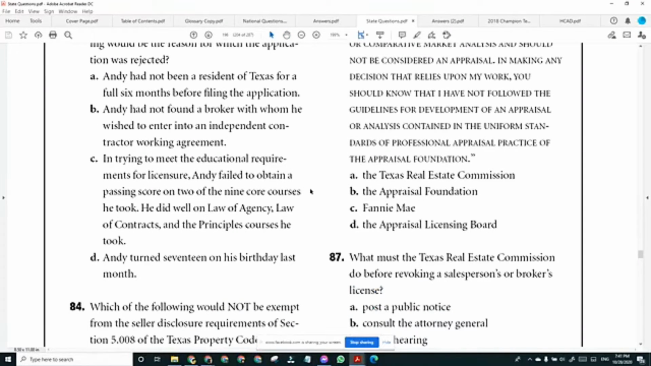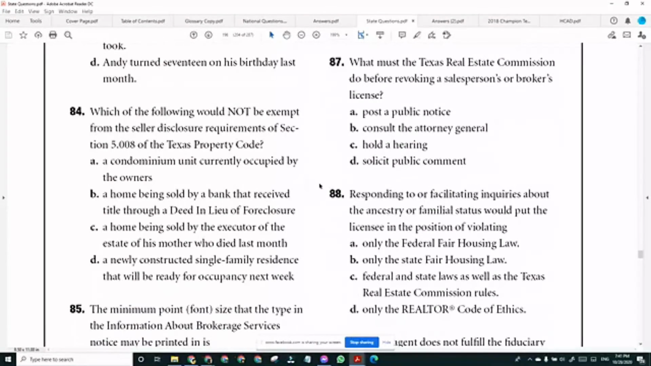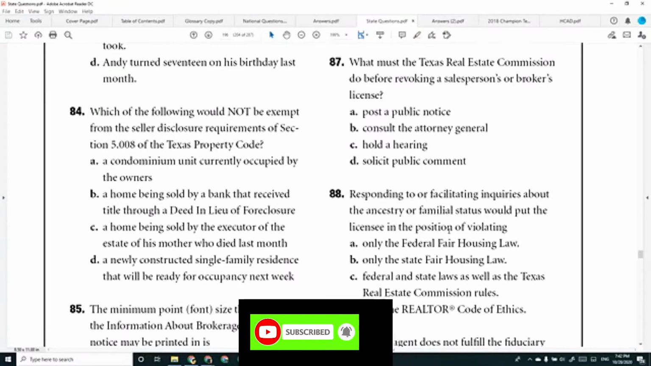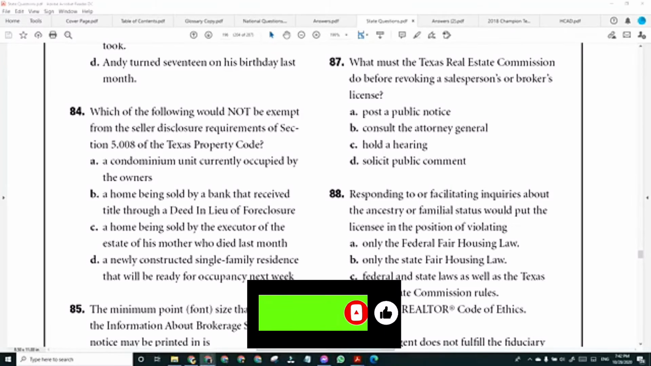Okay. Number 87. So 86 was A. Very good, Nina. 87. What must the Texas Real Estate Commission do before revoking a salesperson or broker's license? A. Post a public notice. B. Consult the Attorney General. C. Hold a hearing. Or D. Solicit public comment. I mean, do we want to know what the public knows and post the public? That's more for foreclosures, divorces, or marriages, right? And so they have to hold a hearing. Thanks, Curtis. So we have to hold a hearing. I appreciate that. Hey, repetition, right? So 87C.